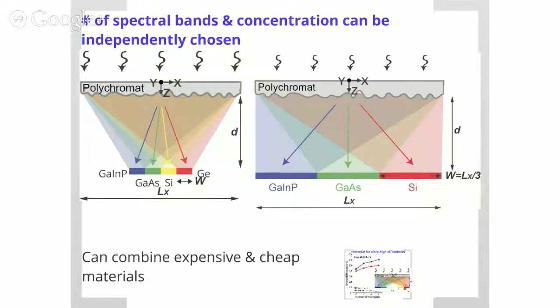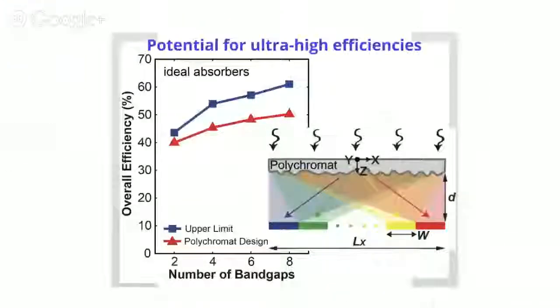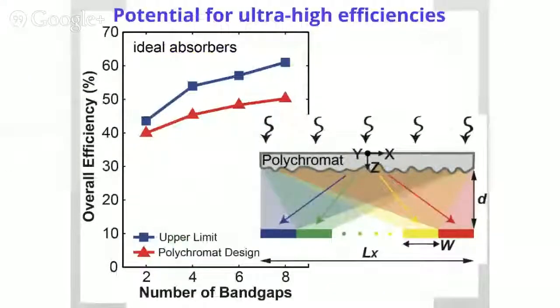You can think about this vision as a potential for very, very high efficiency. In this case, we plotted the number of band gaps, 2, 4, 6, 8, as a function of the overall efficiency. And the picture is like this.